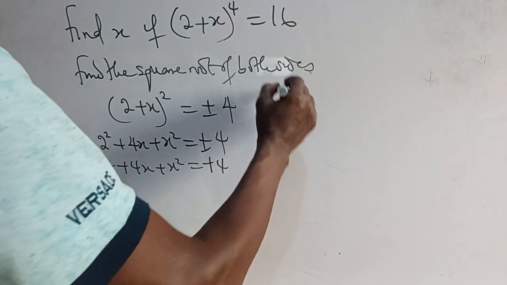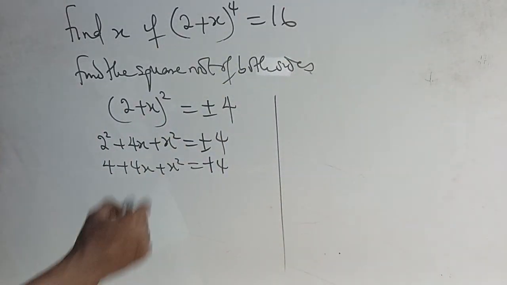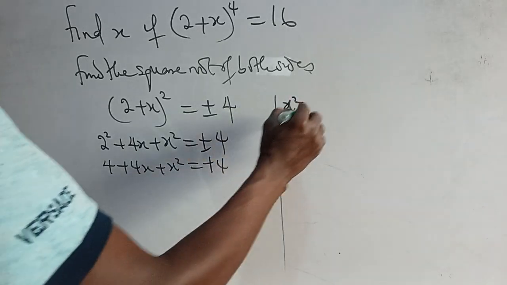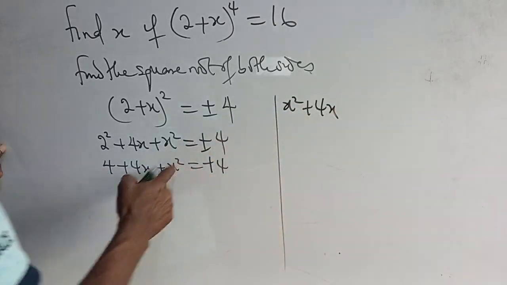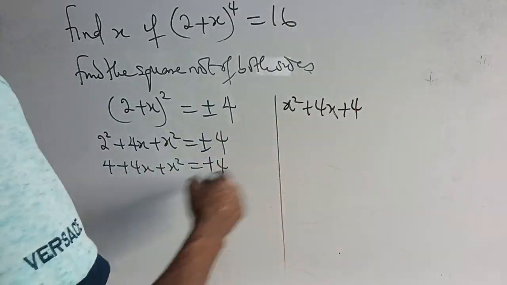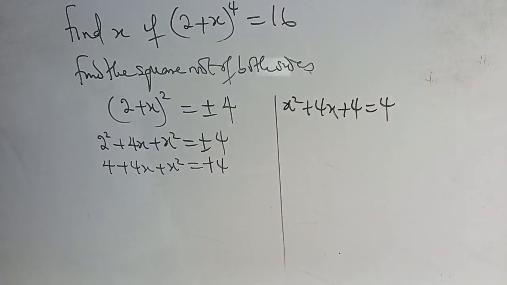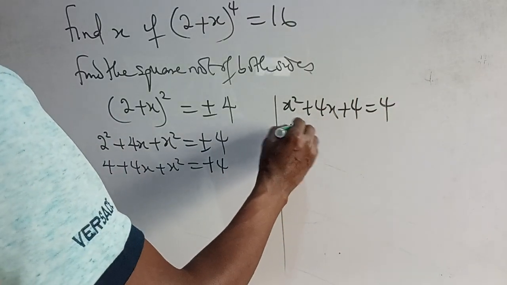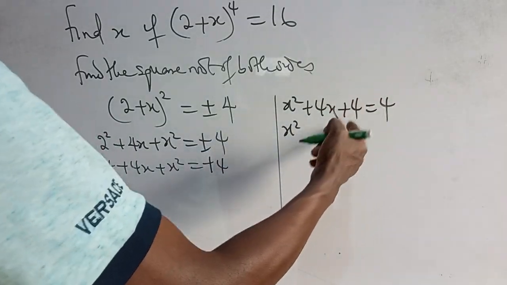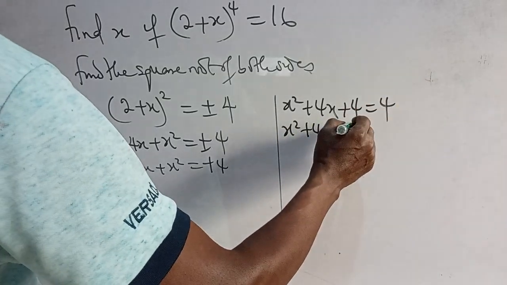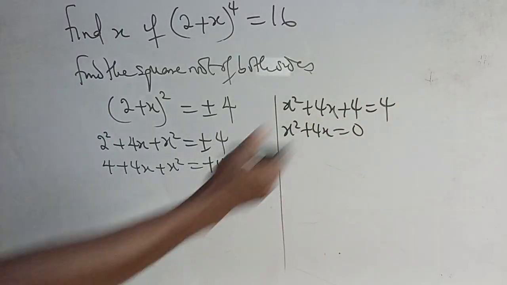Let's try to do it here. This will be x squared plus 4x. We start with x squared. We write x squared first, then plus 4 is equal to 4. So with this, we can take this 4 and have x squared plus 4x is equal to 4 minus 4. That is 0.